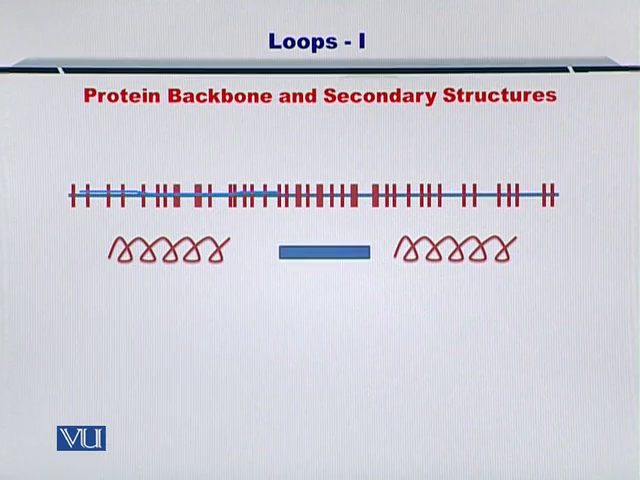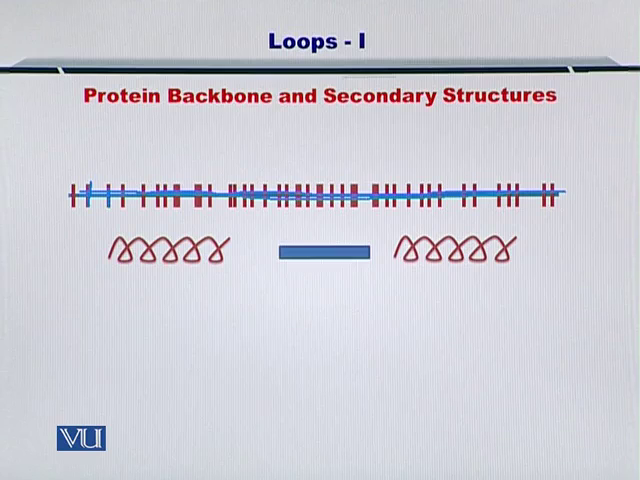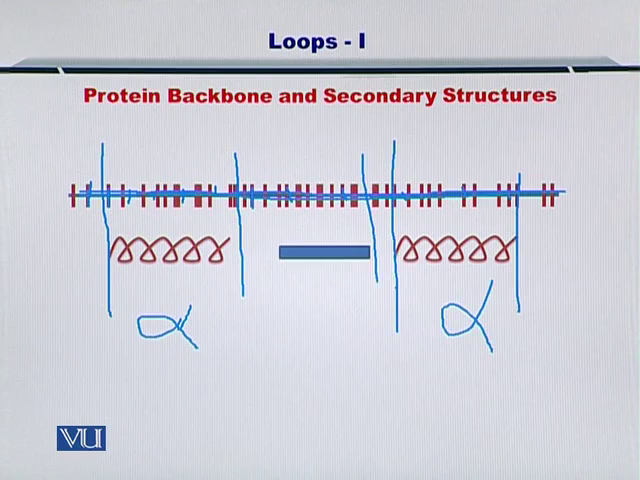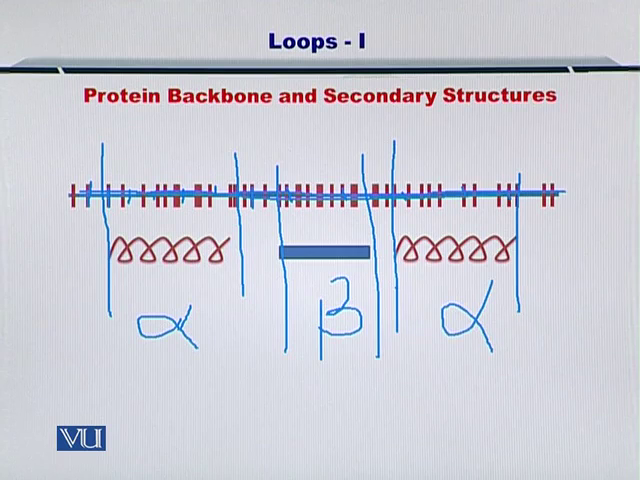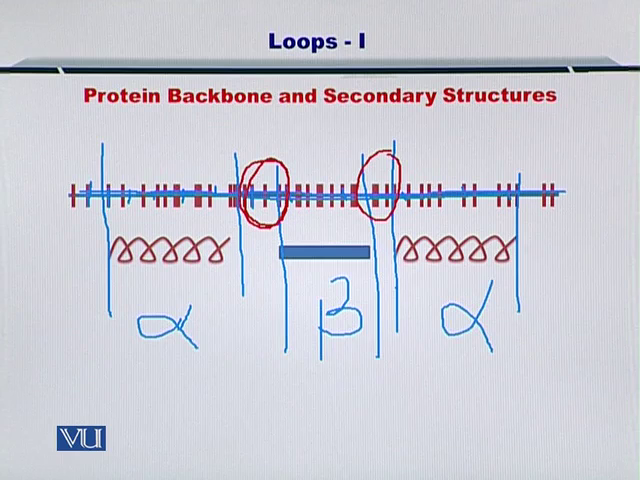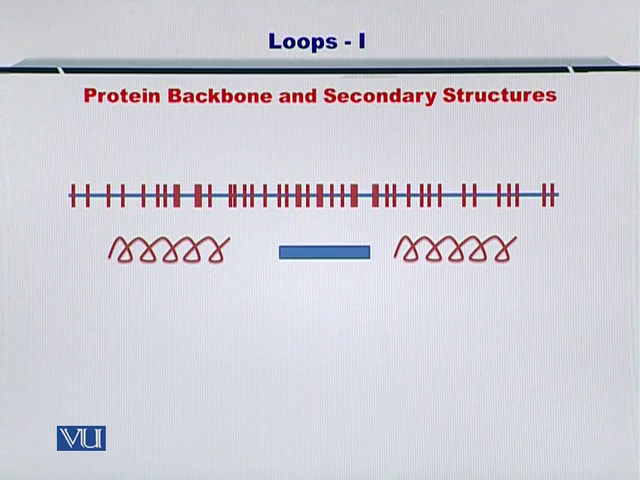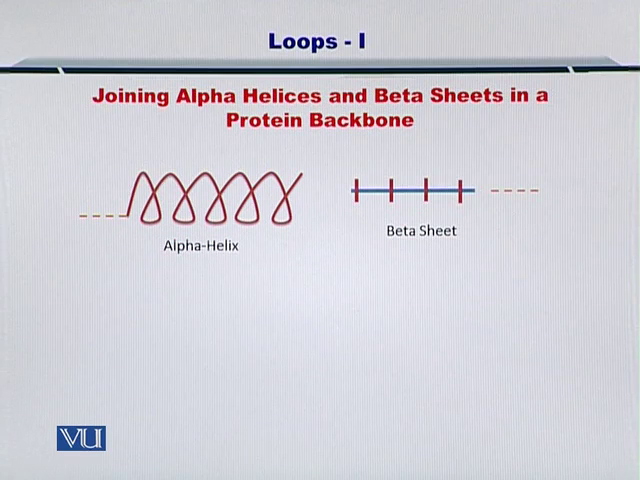So if this is your protein backbone and there are these C and N terms along the backbone, and let's assume that this portion of the backbone forms an alpha helix as well as this portion, while this portion forms a beta sheet. So if such a case occurs, then you can already notice that there is this region in between that is neither a part of the alpha helix nor the part of the beta sheet. So for such regions, we have to study the loops. How do these loops join the backbone?